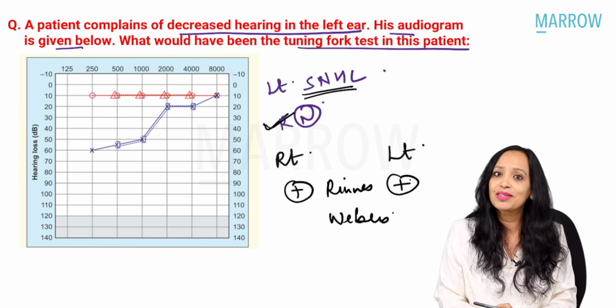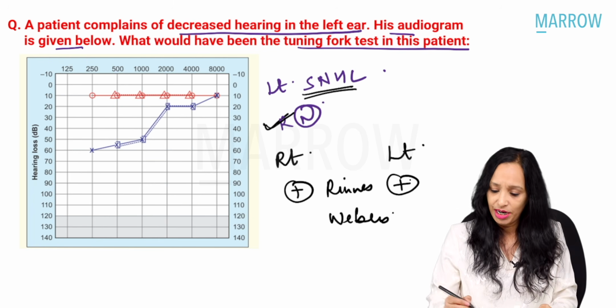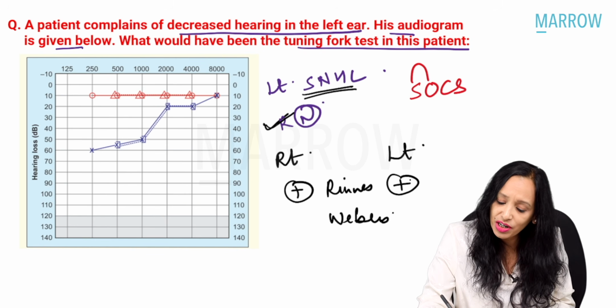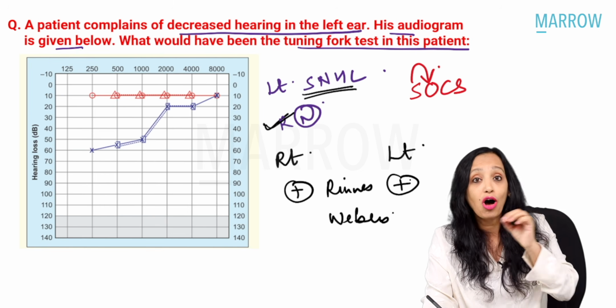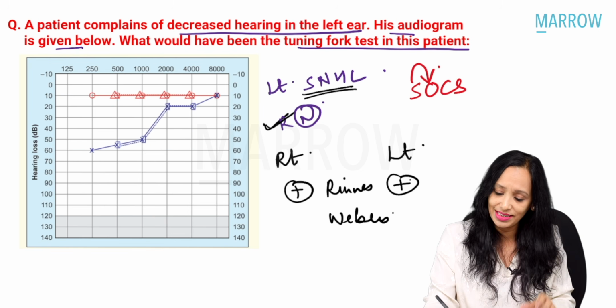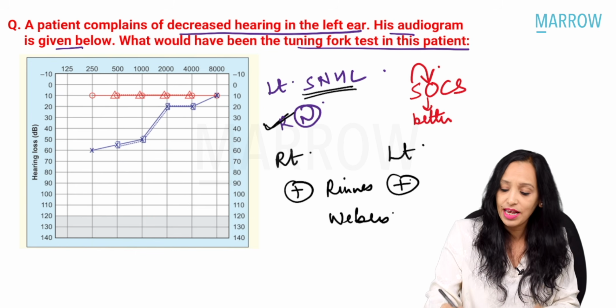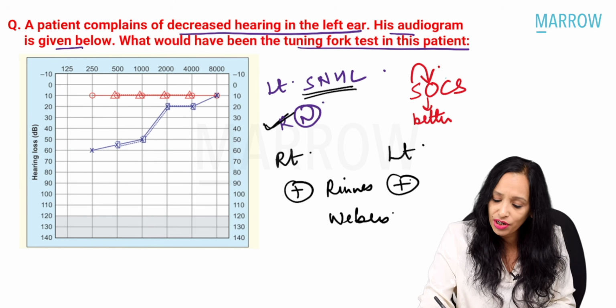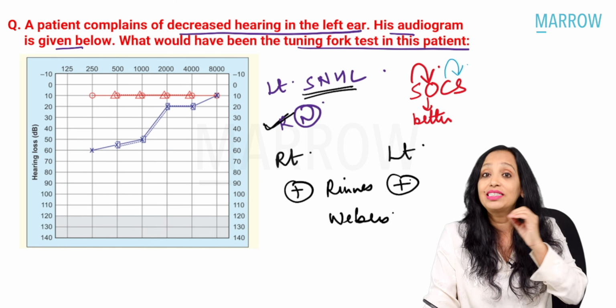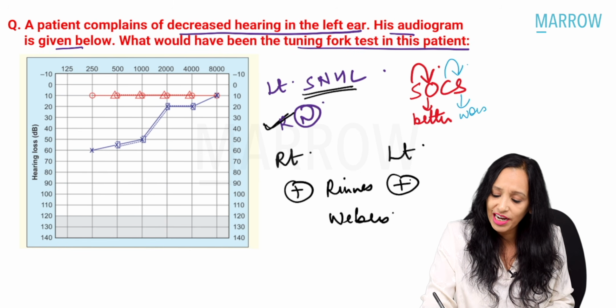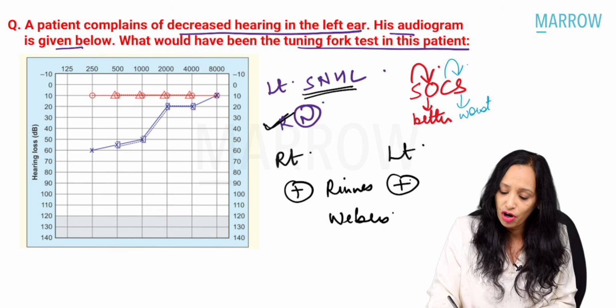And what about Weber's? The mnemonic of Weber's, quickly tell me. It is SOX. SOX. What is SOX? In sensorineural hearing loss, Weber's is towards the opposite side as the disease. That is, it is towards the better ear, opposite to the disease. Whereas in conductive hearing loss, Weber's is towards the same side as the disease, that is the worse ear. So what will be Weber's?